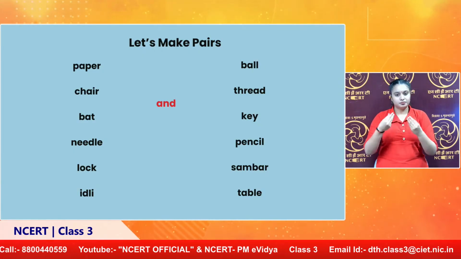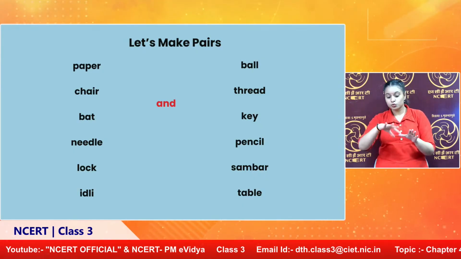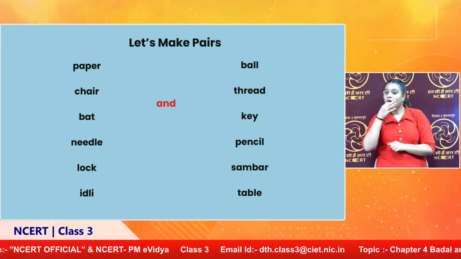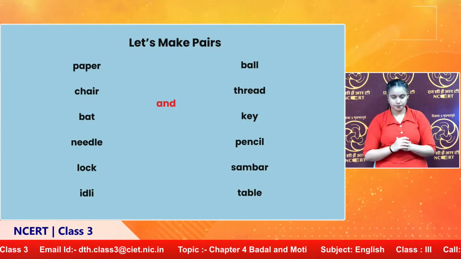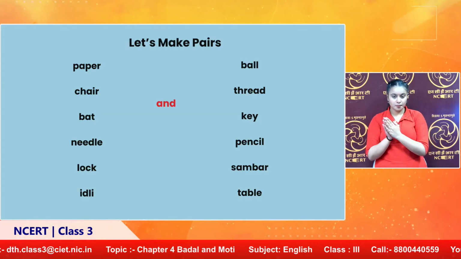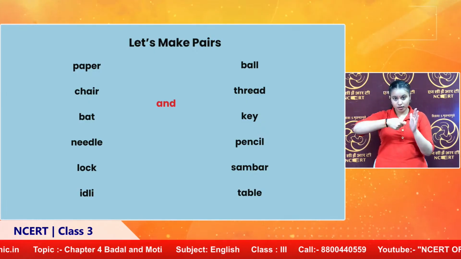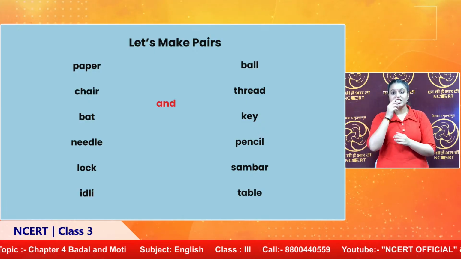You will have five things in the basket, and you take out a thing and ask them what they would pair it with. Some may pair paper with pencil. So paper and what will go together? Pencil. Chair, table. Bat, ball. Needle, thread. Lock, key. And idli, sambar. Dosa?